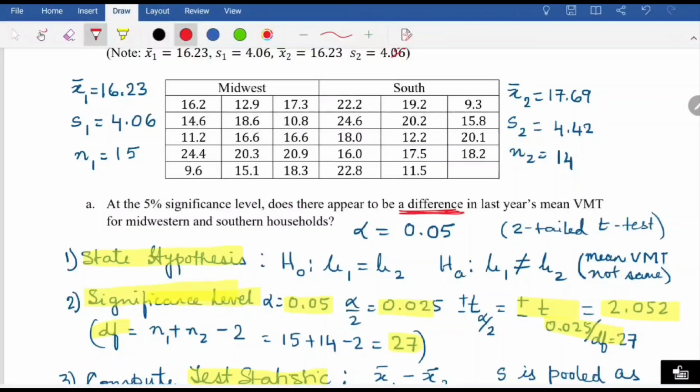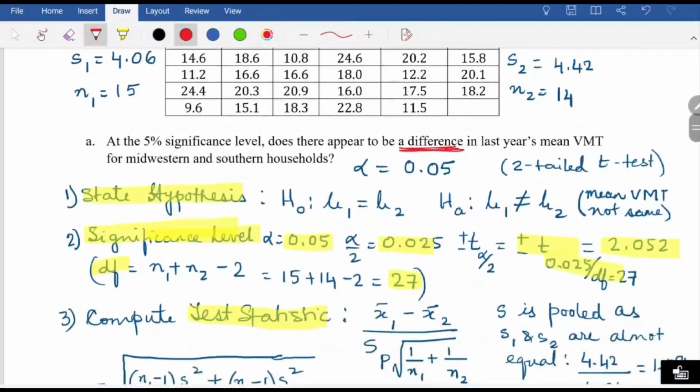The pooled test is somewhat simpler than the non-pooled test because the degrees of freedom has a much simpler formula. So we use the formula n1 plus n2 minus 2 equals 15 plus 14 minus 2, and that's how we got 27 for our df. So when we find our critical value, we have to look for a df of 27.